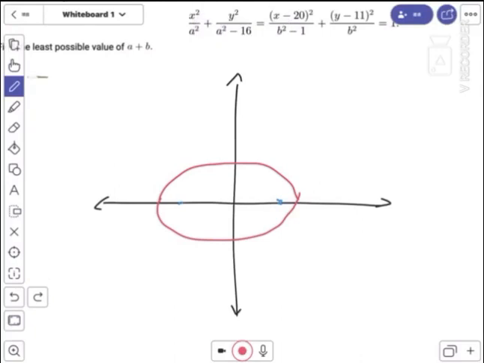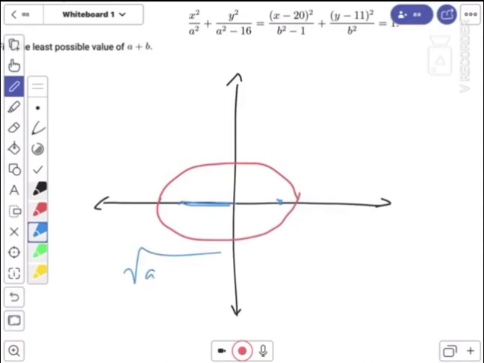Now, remember that if we have a foci, this length, by the definition of a foci, is equal to the square root of a squared minus b squared, where a is half of the major axis and b is half of the minor axis. So in this case, a is this part and b is this part.